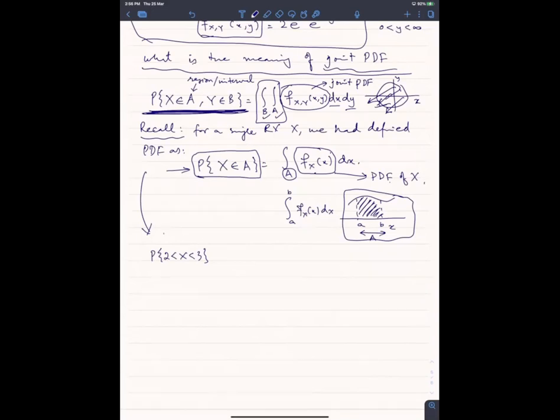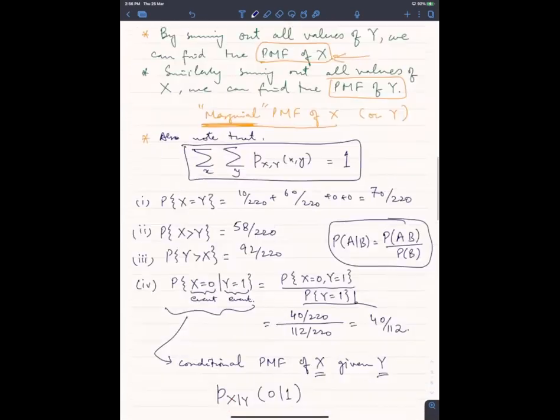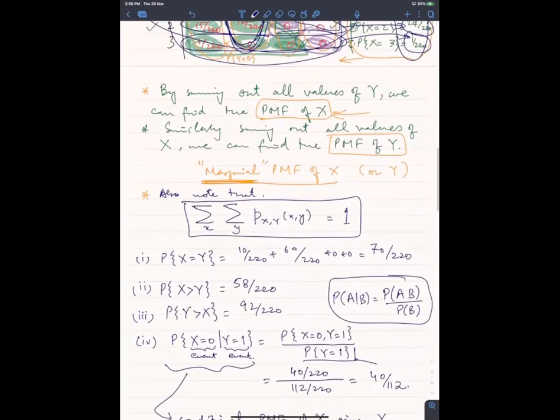If x is continuous. So let's say I don't have the marginal PDF of x. We don't have the marginal PDF of x. We have the joint PDF of x and y, and I want to still answer this question. If I want to answer this question, this is exactly the same as what we said earlier.